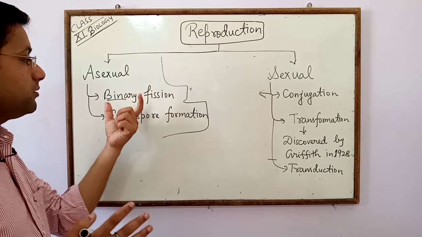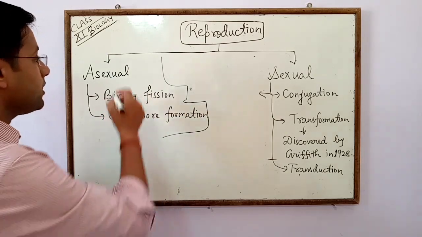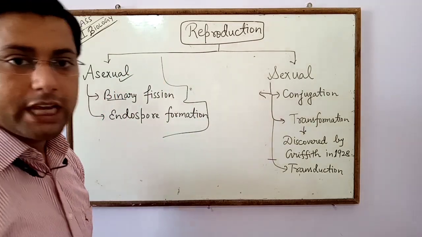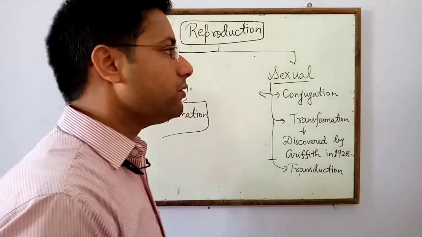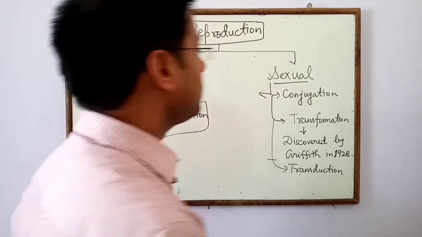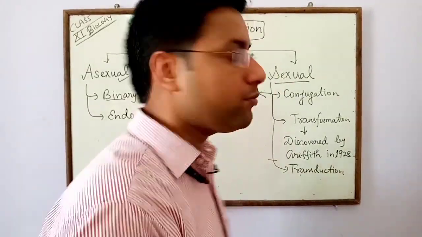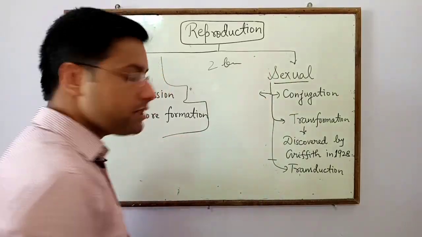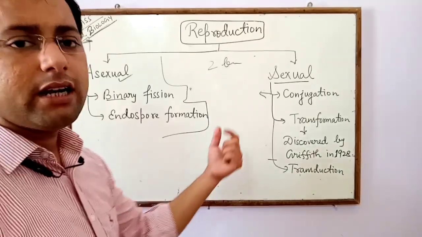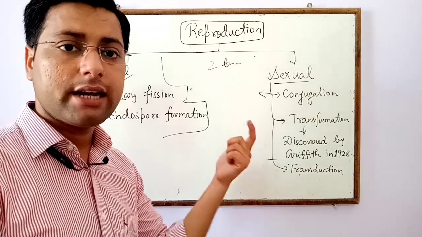So both processes occur under asexual reproduction, especially in bacteria. Next is sexual reproduction. In sexual reproduction, two bacterial cells are required. It is biparental, so two bacterial cells are required.